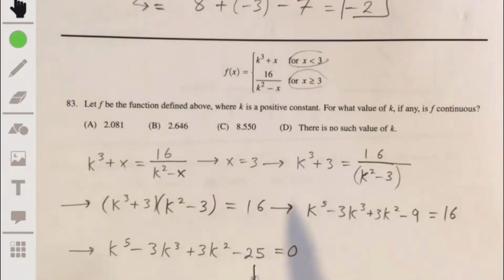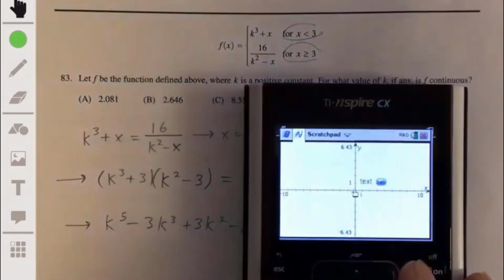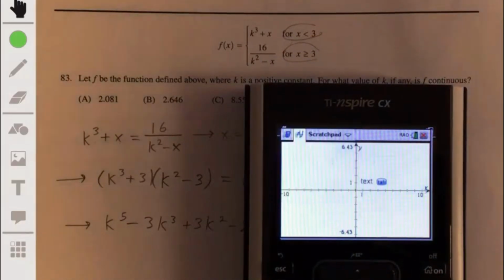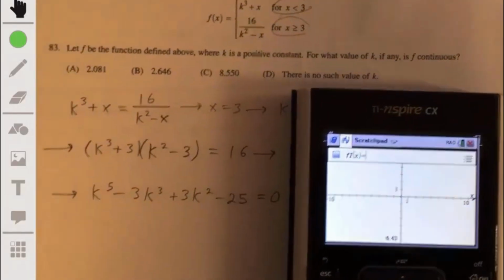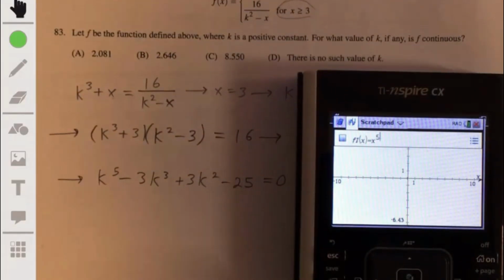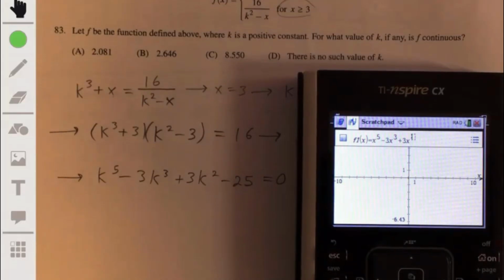We don't expect you to know this off the top of your head. So let's use some technology and look for the zeros of this. So let's go. Hopefully I don't mess up. This is the stressful part for me for whatever reason. So x to the 5th minus 3x cubed plus 3x squared minus 25.